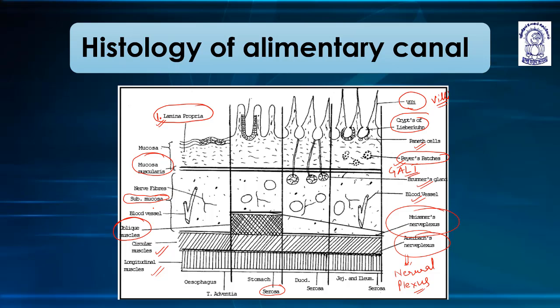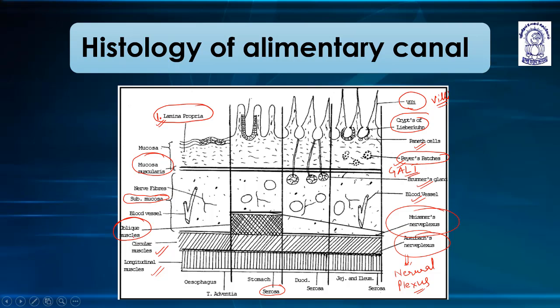Then Auerbach's plexus and Meissner's plexus are the neural plexuses, meaning they are the nerve supplies of the alimentary canal. Brunner's glands are present in the submucosal region. Peyer's patches are the gut associated lymphoid tissue. Then Paneth cells and the crypts of Lieberkühn are present in the mucosal region.